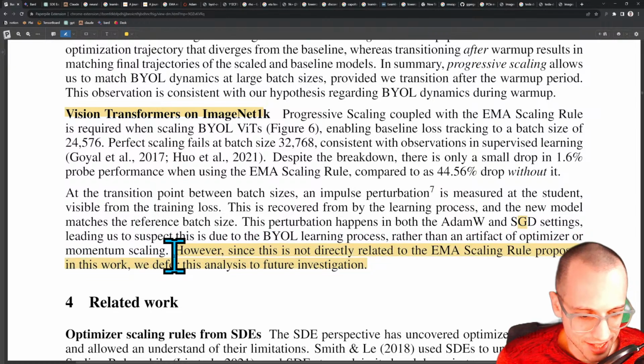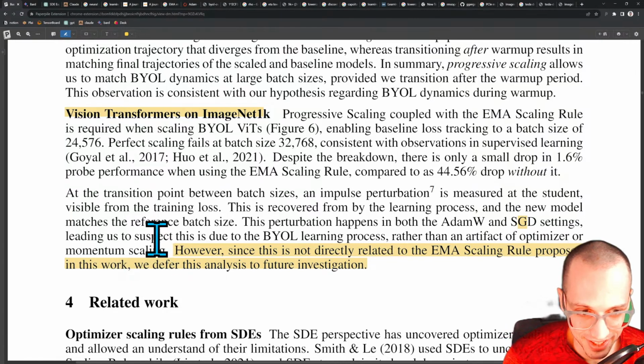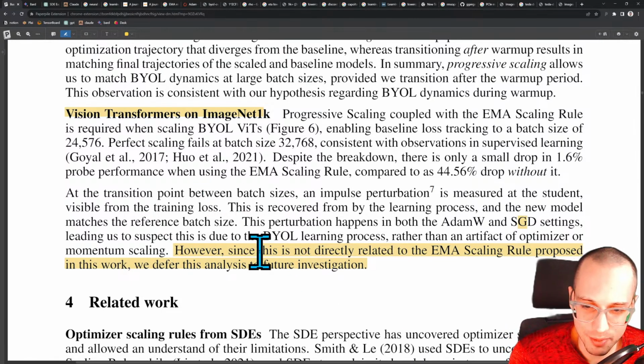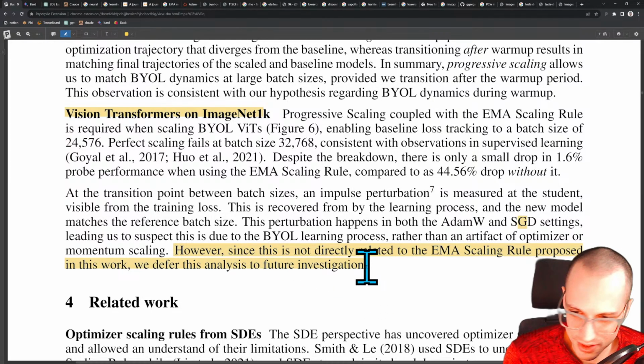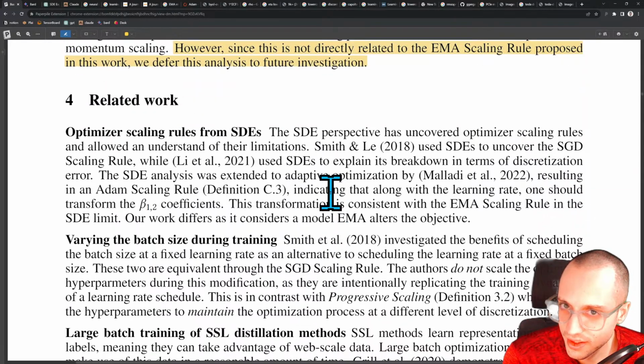I'm kind of feeling this last sentence here, my brain is starting to get a little bit fried. So I'm feeling the vibe that they're putting out there, which is like, dude, there's already so much going on. Let's just keep going. Let's defer this analysis for future investigation. We've got to get this stuff done.